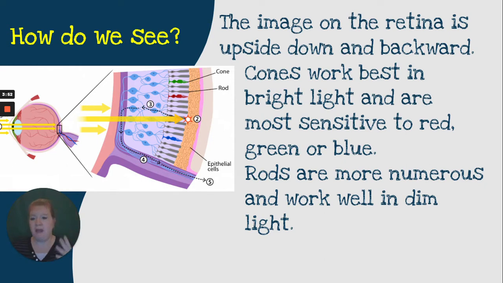In the retina, we have a bunch of cells that help us see. We have cones, and they work best in bright light, and they help us see color. So cones, color, and they are most sensitive to red, green, or blue. And you can see in that picture, you see various cones, red, green, and blue. And then you have rods, which you can see in that picture are gray in color. They are much more numerous, so there's fewer cones. And rods work well in dim light, and they help us interpret movement and shadows and help us see when it's not bright light.